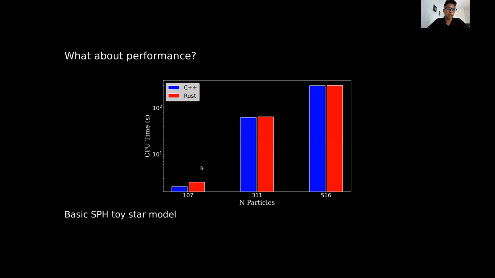And finally, a comparison between Rust and C++. This simulation was done for the toy star model, and you can see that independently of the resolution we use, the number of particles, the performance is almost the same, as expected, but this is only a basic comparison between the two codes, between the two languages.